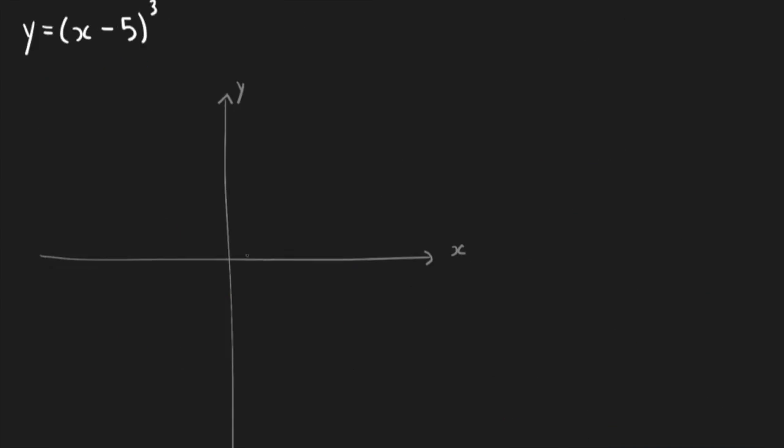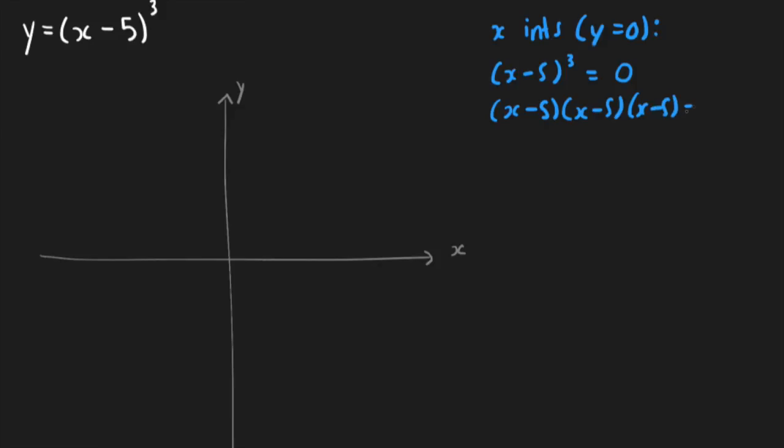Here's our next example. We've got y equals x minus 5 cubed. Let's find the x-intercepts here. Really, really simple. Don't even have to think about this. What is it? x minus 5 cubed is equal to 0. Okay? Now, again, I'm going to do this the long way just to show you what's going on. I'm going to rewrite x minus 5 cubed as x minus 5 times x minus 5 times x minus 5. Okay? That's just the definition of something cubed.